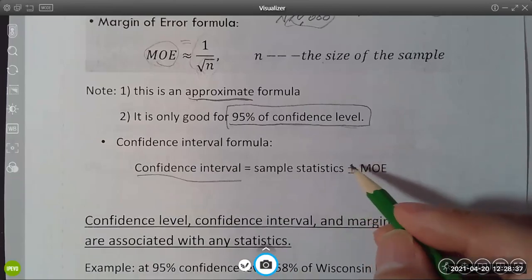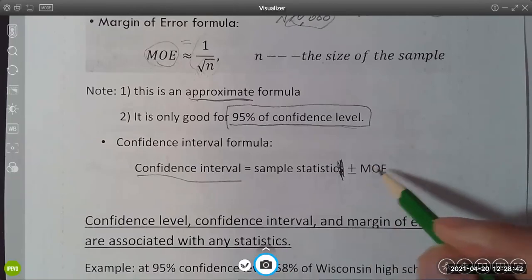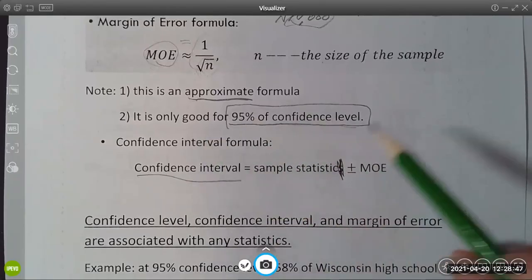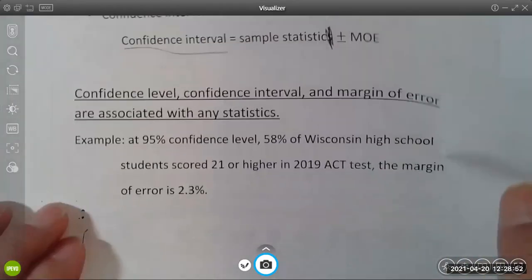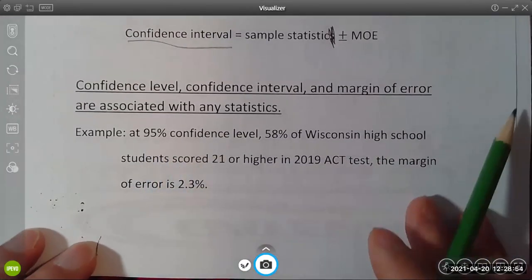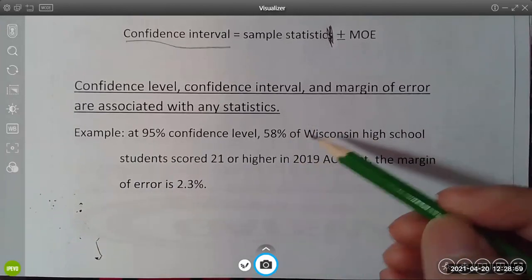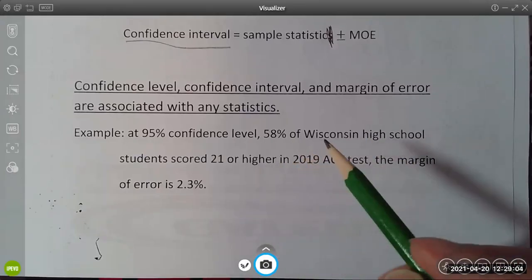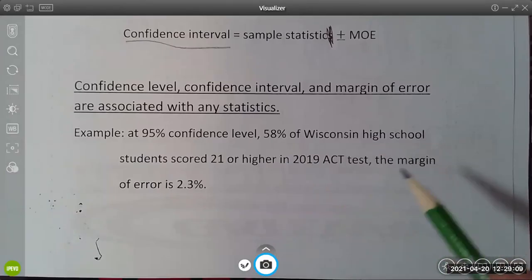Sample statistic, plus minus margin of error. So let's use an example to demonstrate this part so you have a concrete understanding. Now this is the example. At 95% confidence level, 58% of Wisconsin high school students scored 21 or higher in the 2019 ACT test. The margin of error is 2.3%.